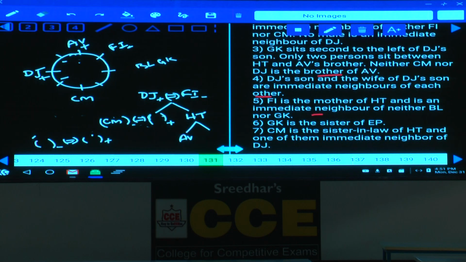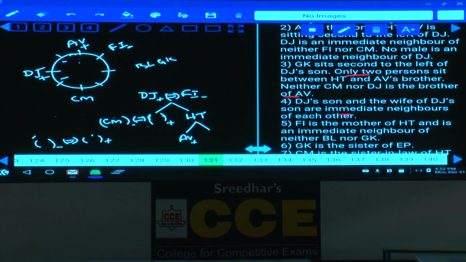Then GK is the sister of EP. As GK is the sister of EP, tell me where this GK can be. GK is the sister of EP, hence EP must be at this place. As EP is here, EP is a male. Then who is the person left over here? DJ, Fi, HD. Is HD a male or female?